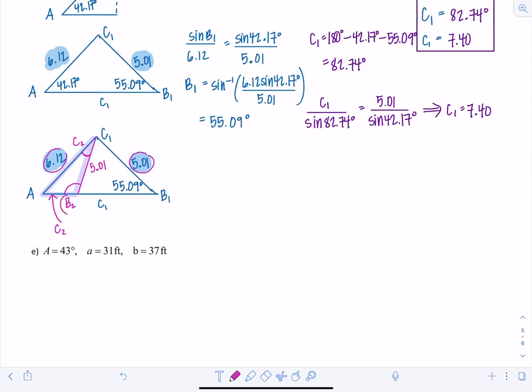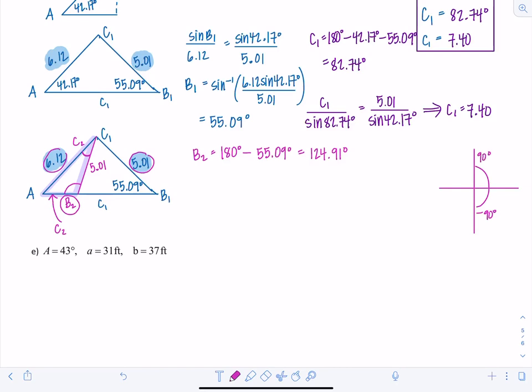Now, how do I find angle B2? Well, notice angle B2 is supplementary with angle B1. So what I can do from here to find B2 is just take 180 minus angle B1, which was 55.09 degrees, which is 124.91 degrees. And think about it this way. When you do sine inverse on your calculator, remember sine inverse, the range is limited to negative pi over 2 to pi over 2, or negative 90 to 90.